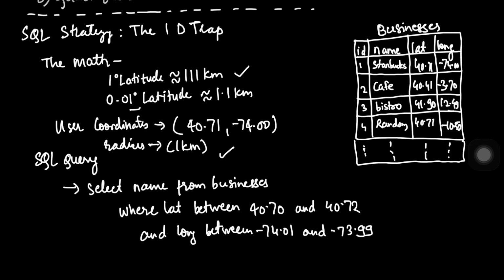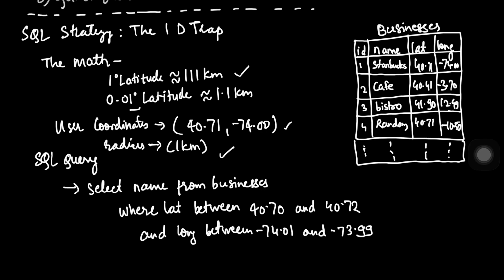To create a search area around our user at 40.71 and minus 74.00, these are basically our user coordinates, we need to create a search box, or what we call a bounding box. We basically add and subtract 0.01, which was our magic number, to the latitude as well as longitude to get our lower bounds and upper bounds.